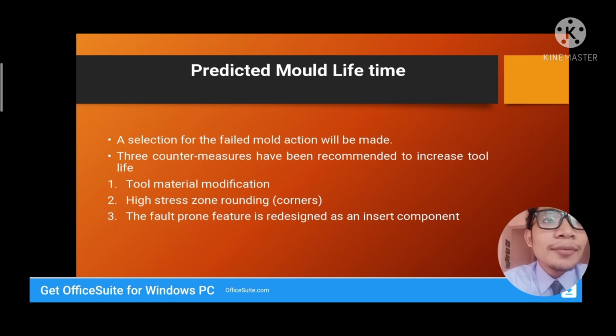For the predicted mold lifetime, a selected failure mold action will be made. There are 3 countermeasures recommended to increase tool life. First, tool material modification, which is changing the material. Second, high stress zone rounding corner, which means changing the geometry or the critical part of the mold. And lastly, the fall prong features are redesigned as an inside component.